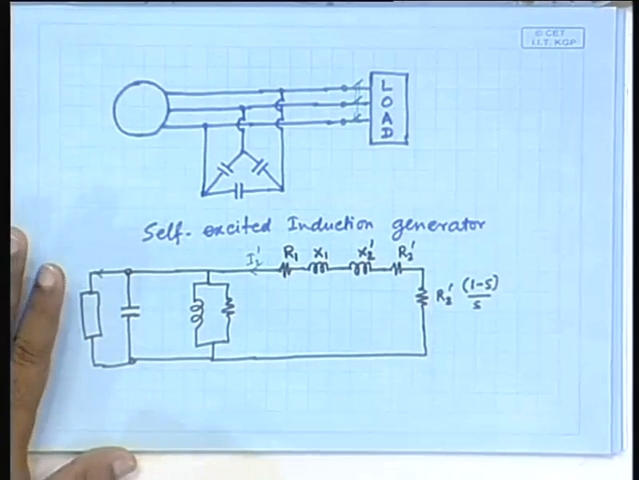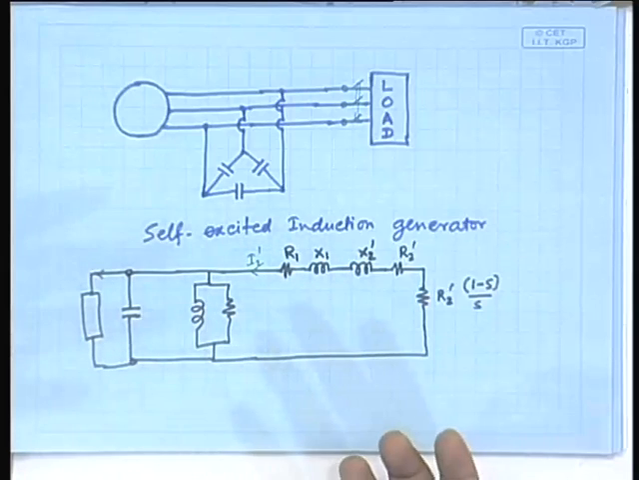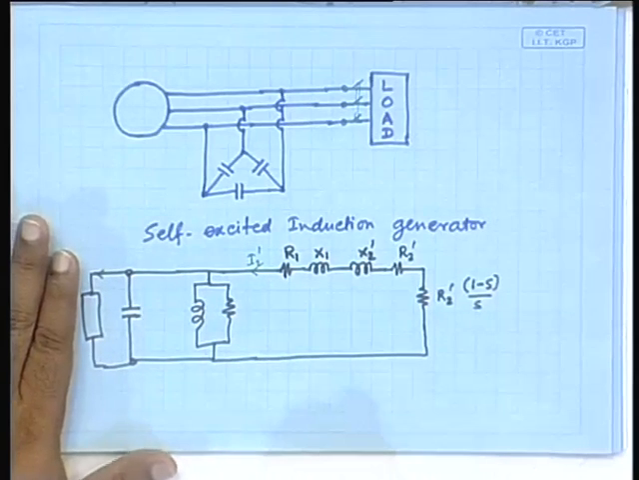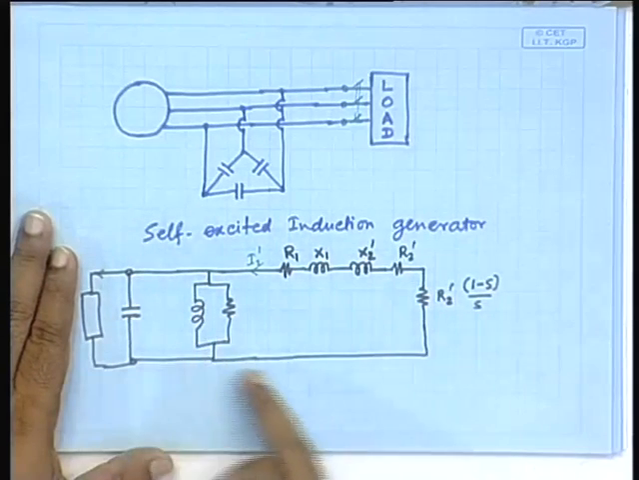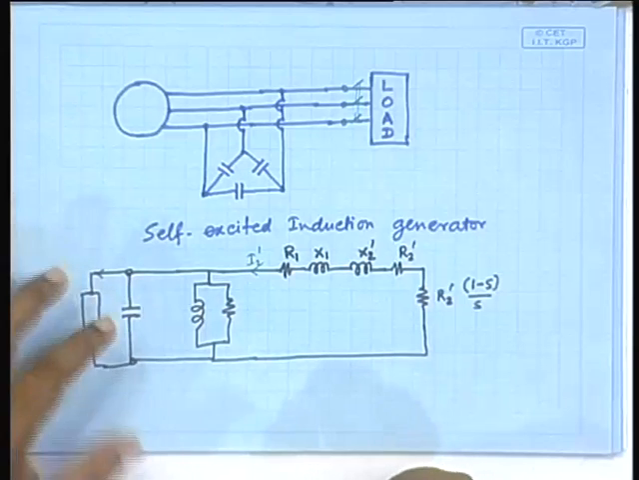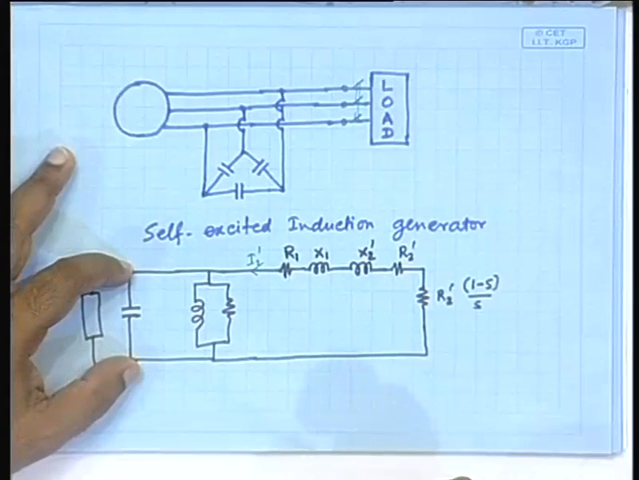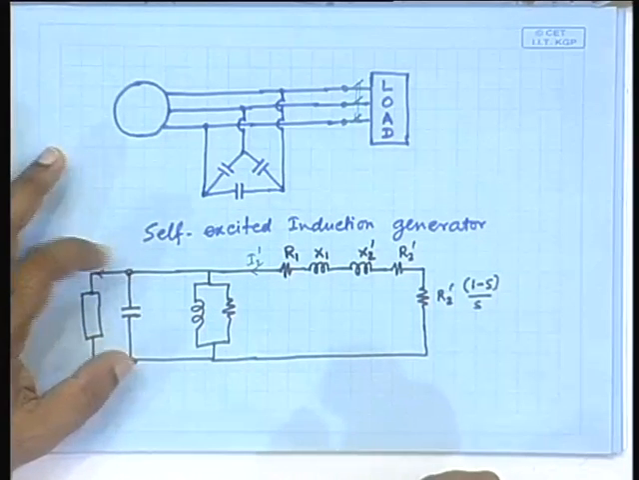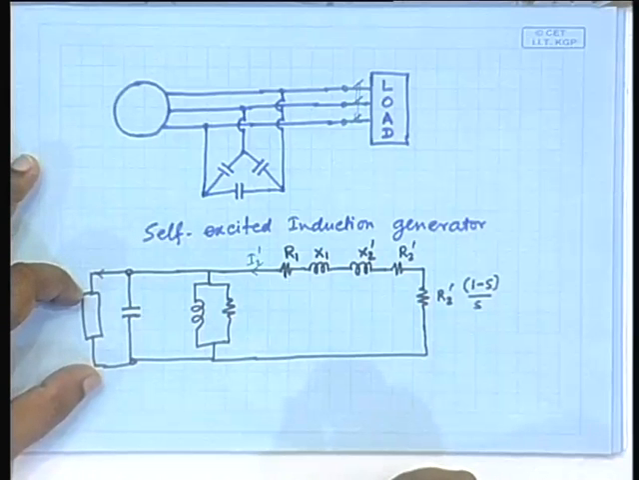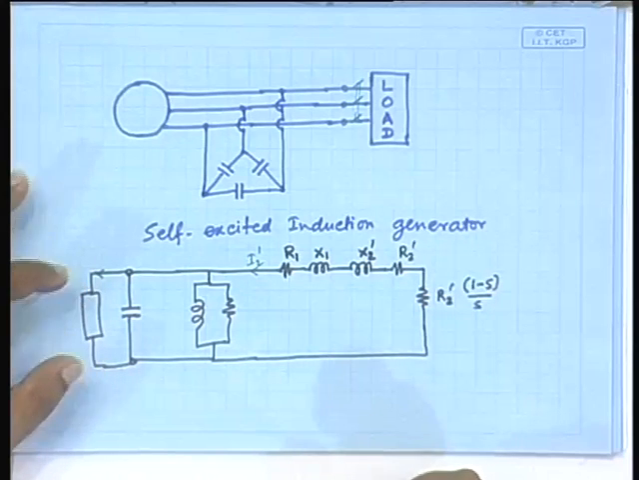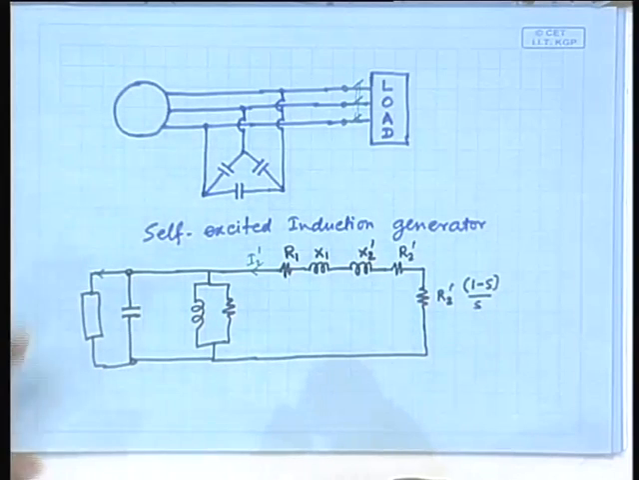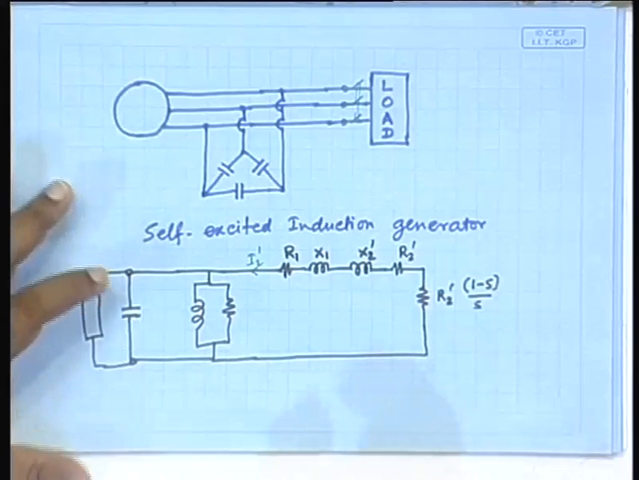So, this immediately leads you to the conclusion that in case of the self excited induction generator, the terminal voltage will drastically vary depending on the load. That is one drawback of the self excited induction generator.